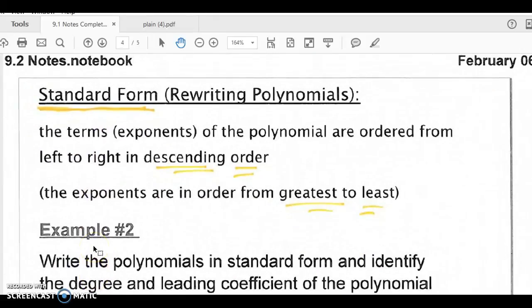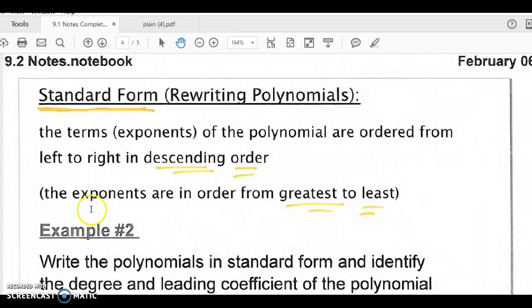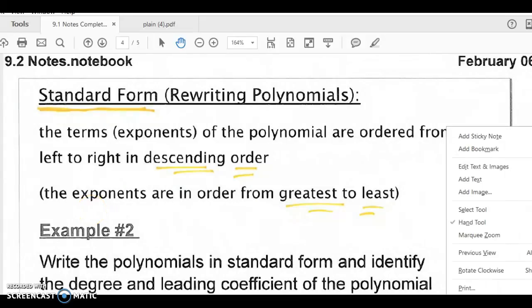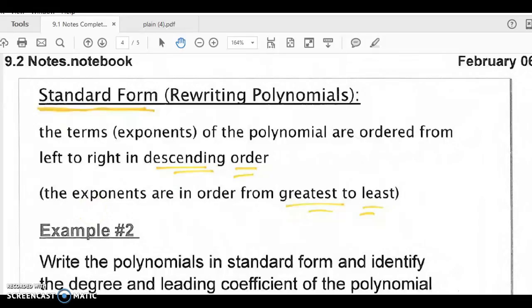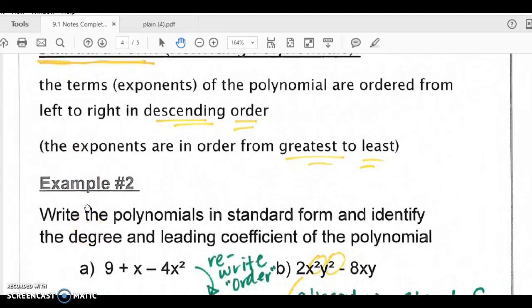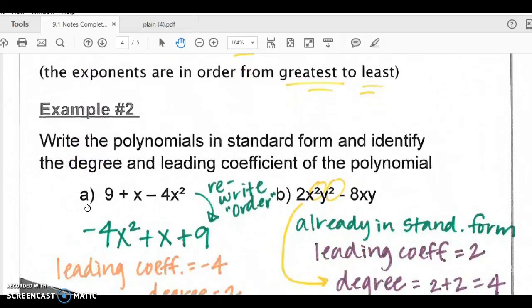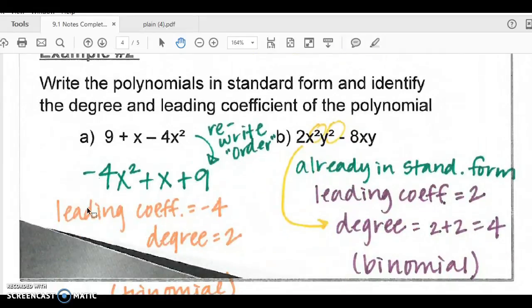As we move on down, standard form. This is how we rewrite the polynomials. So the exponents are ordered in descending order, from least to greatest, or I'm sorry, greatest to least. Scratch that. They are in order from greatest to least. So write the polynomial in standard form, identify the degree and the leading coefficient.